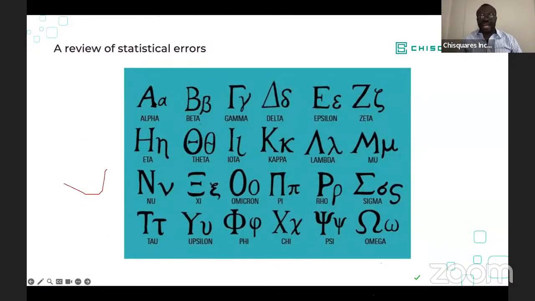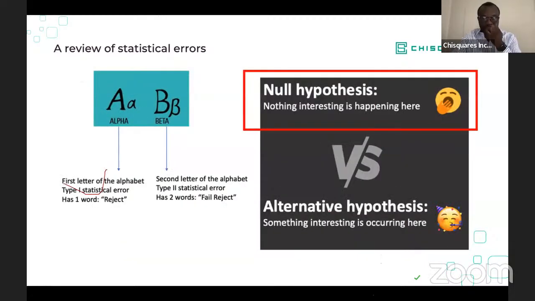And I just wanted to show you that alpha is the first letter in the Greek alphabet and beta is the second letter in the Greek alphabet. So issues of alpha are called type 1 error because it is the first letter in the Greek alphabet. And issues of beta are called type 2 errors because beta is the second letter in the Greek alphabet.